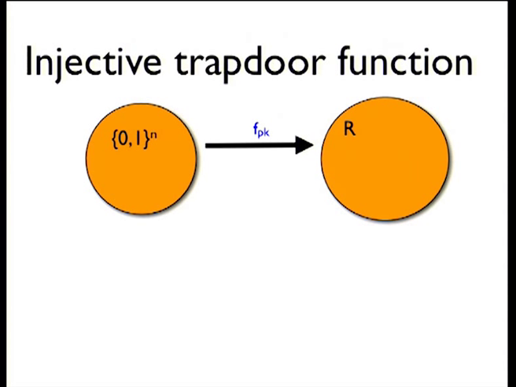Okay, so let me remind you what a trapdoor function or trapdoor permutation is, as Dennis already did. We need injective trapdoor functions. We have a function f, which is indexed by a public key. It was the index in Dennis' talk, slightly different notation. So it's a function that maps strings from {0,1}^n to some range. And of course we want it to be hard to invert. So it's one-way. Computing f^-1 is hard in general, but if you know a secret key, a trapdoor, it's easy.